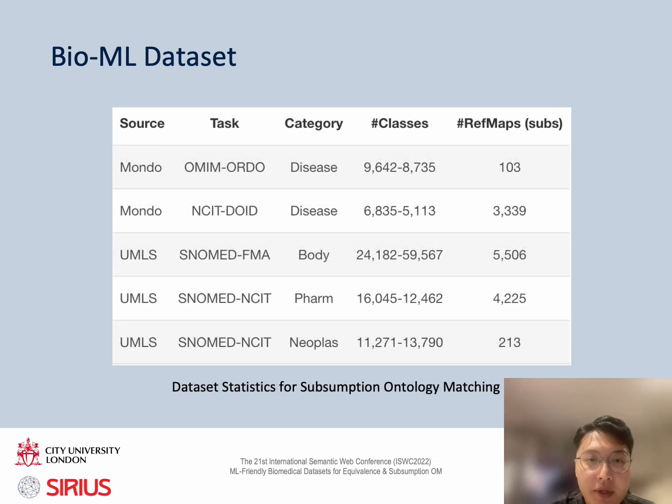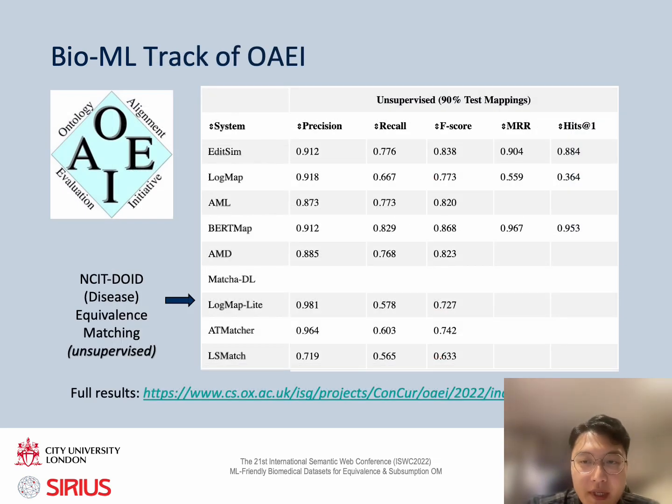The next table is for subsumption matching, where you may notice that there's a difference between the number of classes in the target ontologies, because we apply a class deletion algorithm to the target ontologies for a more challenging subsumption matching task. And the number of the subsumption mappings is shown in the last column. To promote better usage of our dataset, we established a new track in the OAEI.